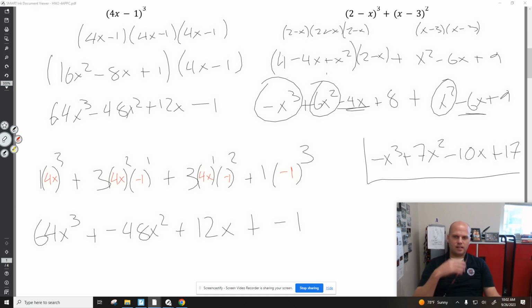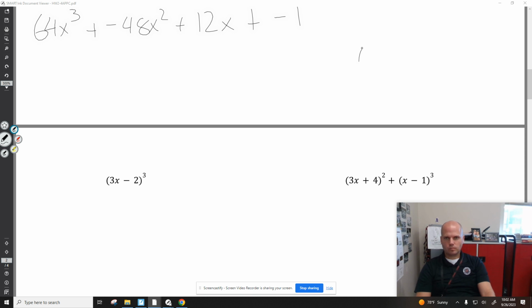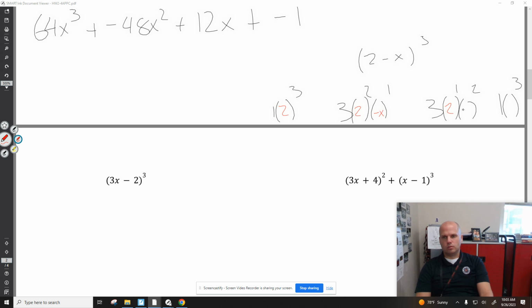I got to double check. This is what the binomial theorem is kind of there for. You double check your 2 minus x cubed. Cubed coefficients are 1, 3, 3, and 1. I'll have my first term cubed, my first term squared, my second term to the first, my first term to the first, my second term squared, my second term cubed. First term's 2. 2, negative x. 2, negative x, negative x.